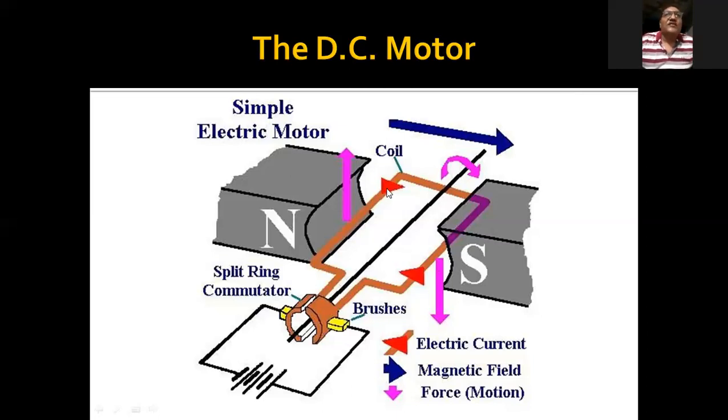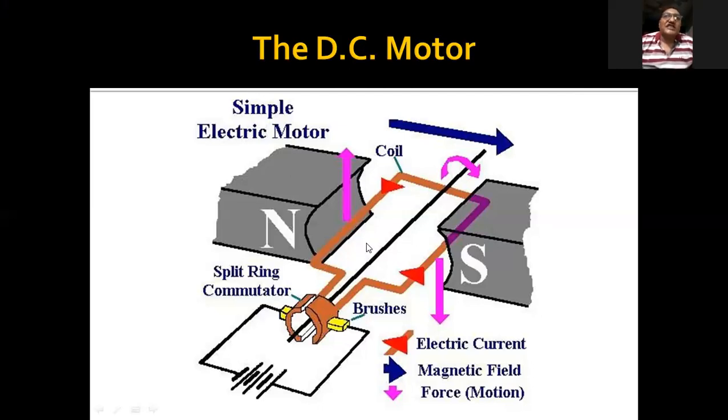On this side of the coil, the current is coming towards me. Let's apply the left-hand rule. The current is coming towards me. The magnetic field is from north to south. My thumb is pointing upward. So what will happen? This left side of the coil will experience an upward force.